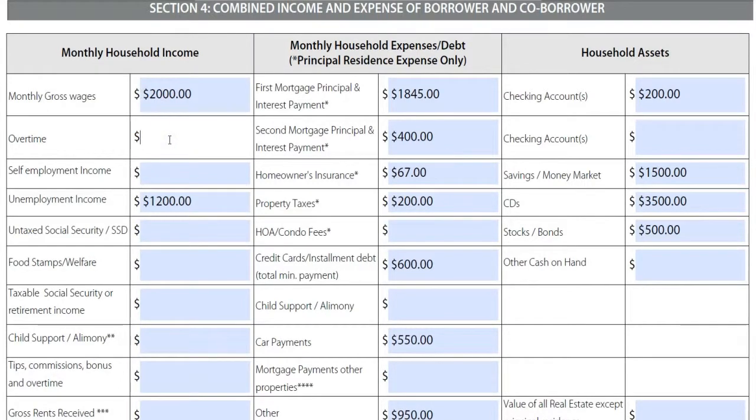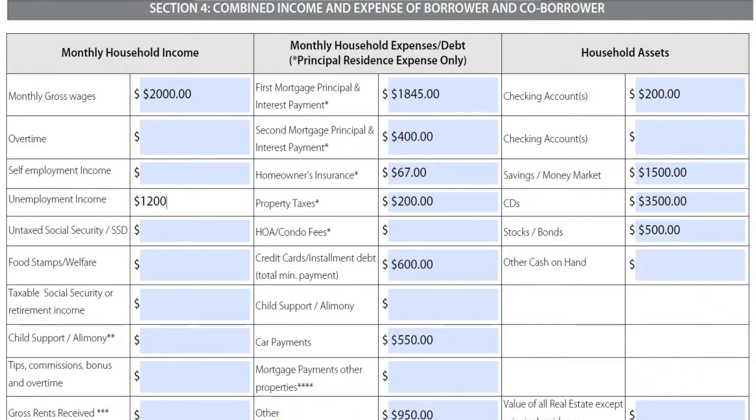If you have overtime, this is aside from your regular pay, so you would put that in there separately as a separate line item. If you have any type of self-employment income, if you maybe take care of children, if you maybe have an internet business or you sell Avon on the side, and you want to count that as self-employment income, you would put that in that section. If you're currently receiving unemployment income, that would be a separate line item. Social Security, food stamps, retirement income, child support, if you have any tips or commission type income, those are separate line items. Gross rents received.